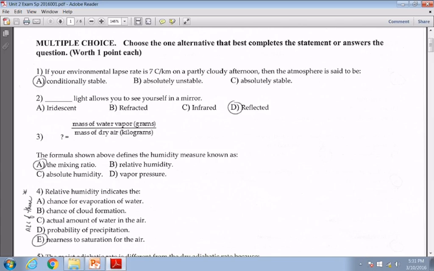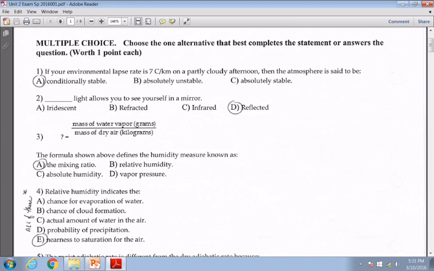Actually, there are 2 questions on your multiple choice section that I gave you regardless of what you put, and I'll tell you what they are. The first question was about the stability of the atmosphere. If the ELR is between the WAR and the DAR, then it's what we call conditionally stable, so A is the best answer there.